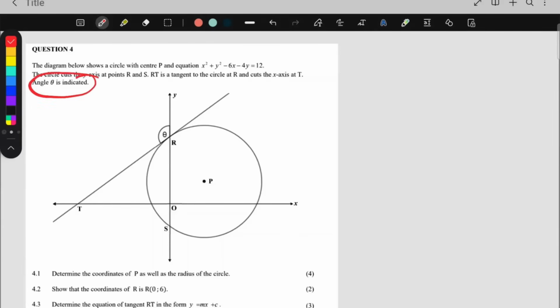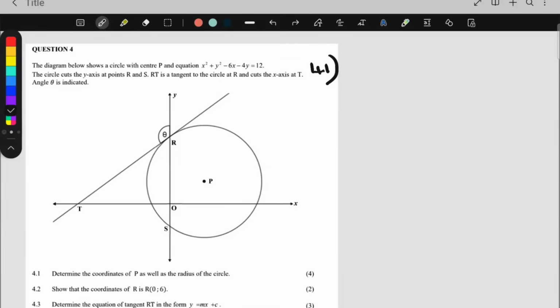And an angle theta is indicated. Also, theta is up here. Let's go to the questions. Question 4.1 says, determine the coordinates of P as well as the radius of the circle. But you see, grade 12s, the equation of the circle is not in standard form, so we can't see the center.